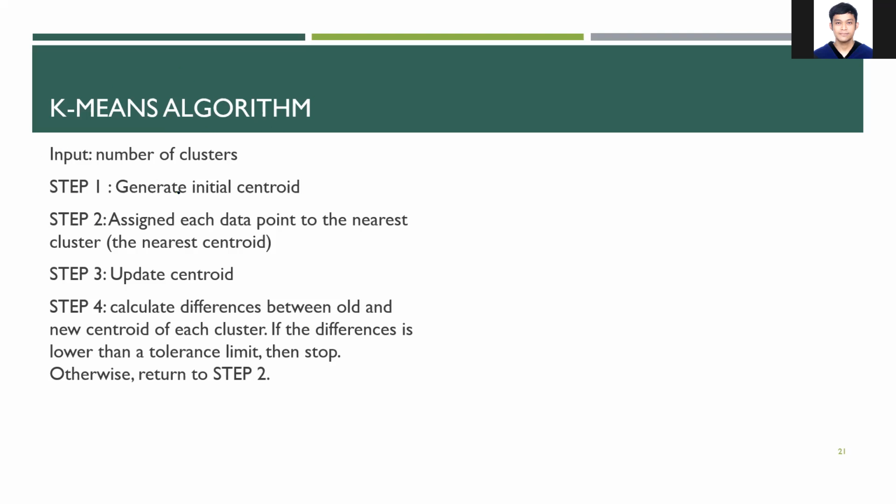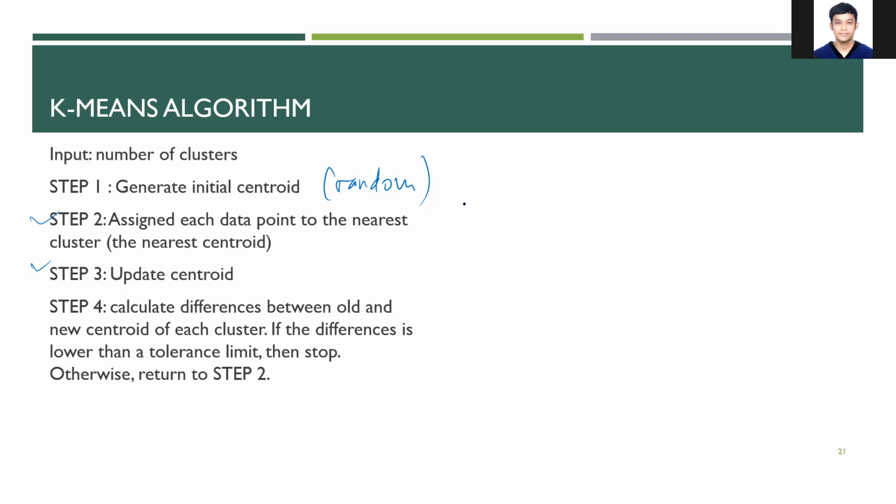Like this, you can see, first, we generate initial centroids. Of course, this is random. Okay, and then we assign each data point into the nearest cluster. After that, we update the centroid. Then these two steps, step 2 and step 3, we do iteratively until the cluster centers are not changed anymore.